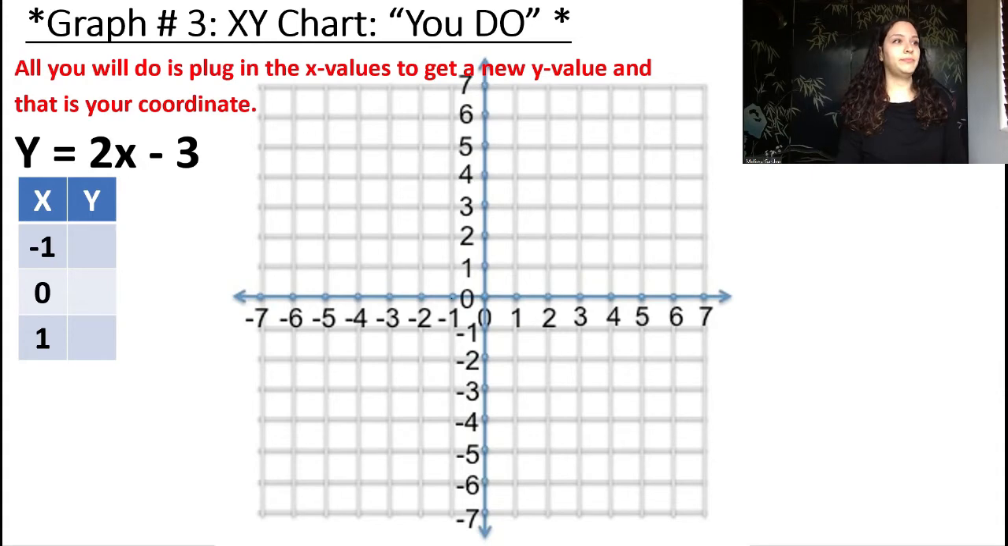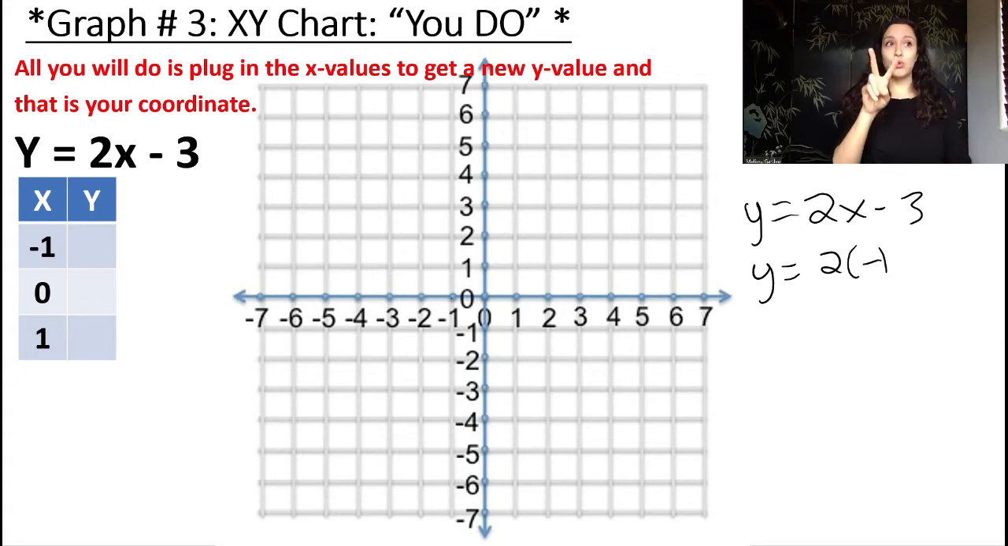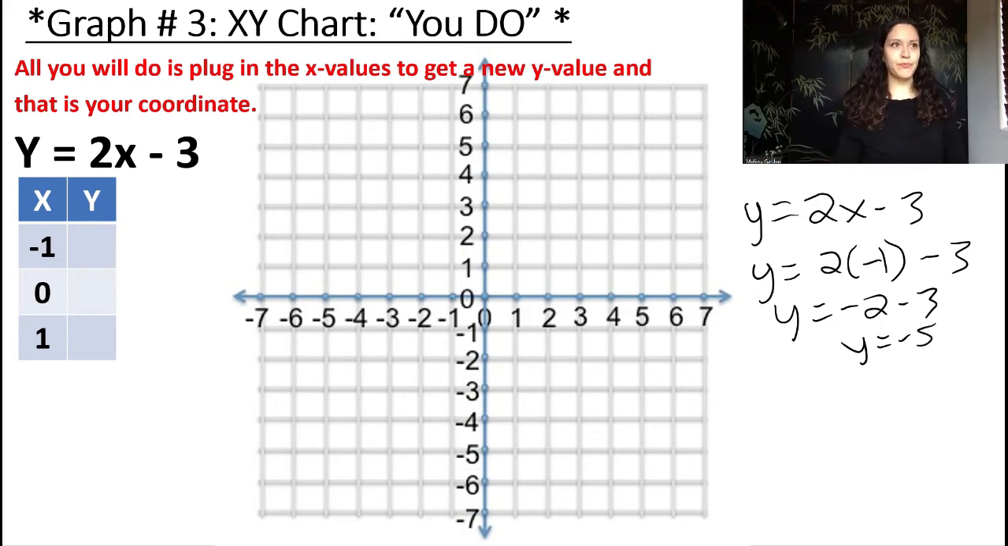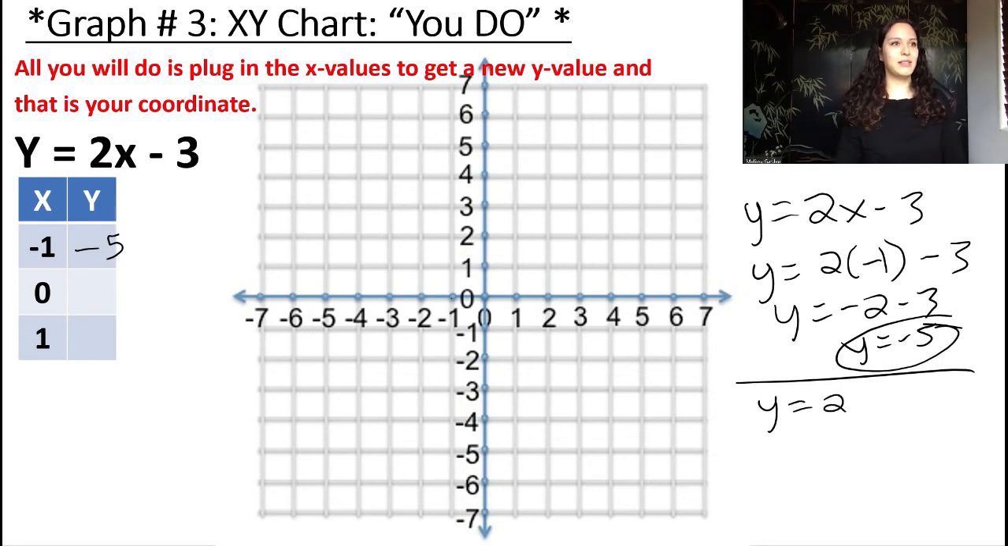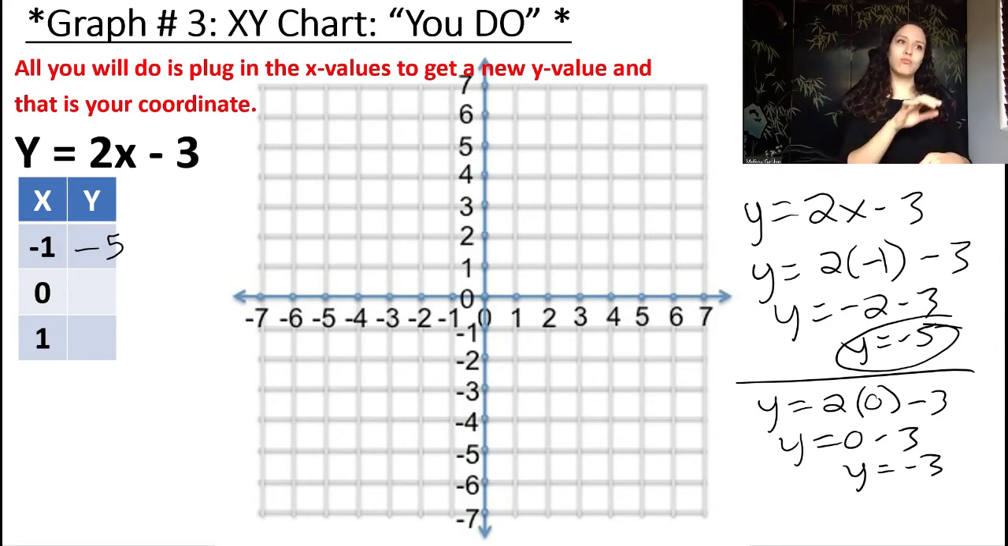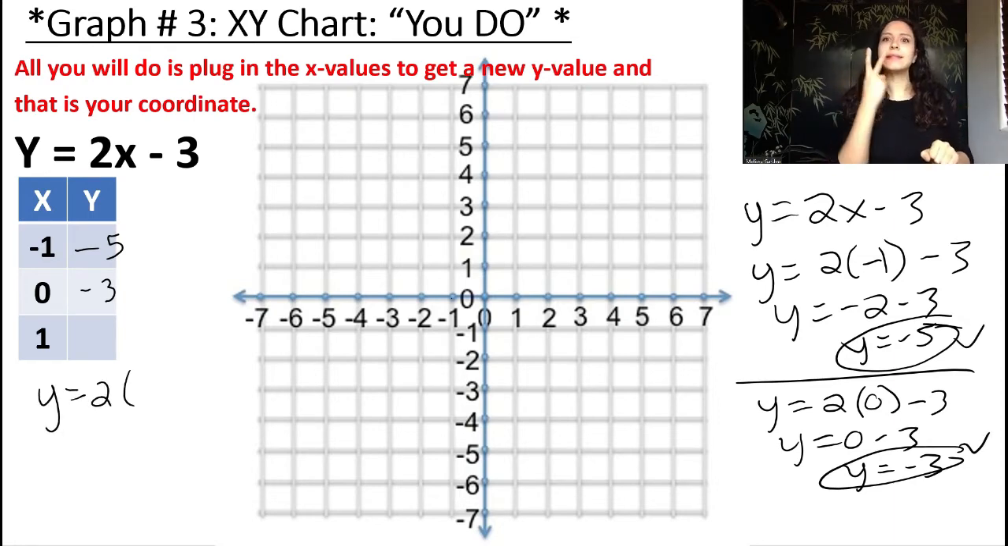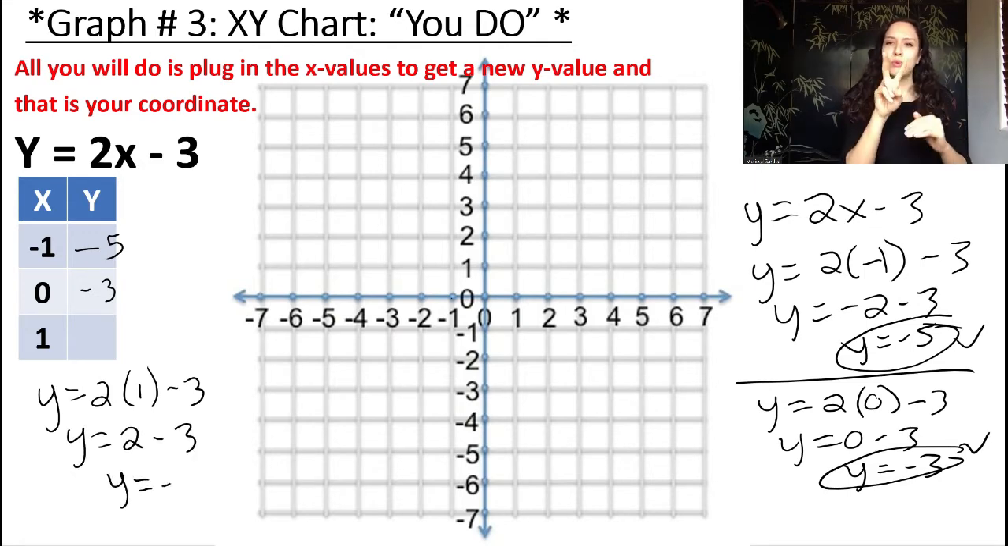All right, welcome back. So we have y equals 2x minus 3. y equals 2 times negative 1 minus 3, y equals negative 2 minus 3, y equals negative 5. Now y equals 2 times 0 minus 3, y equals 0 minus 3, y equals negative 3. As you can see, I'm circling my answers here, and that's purely for organization so that it makes it easy for me to find my answer to the work when I plug in that x value. y equals 2 minus 3, y equals negative 1.